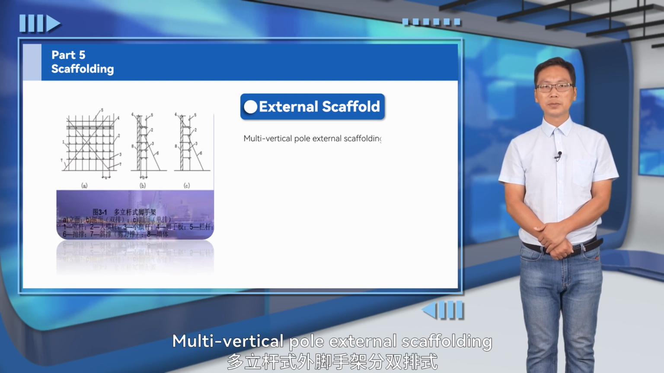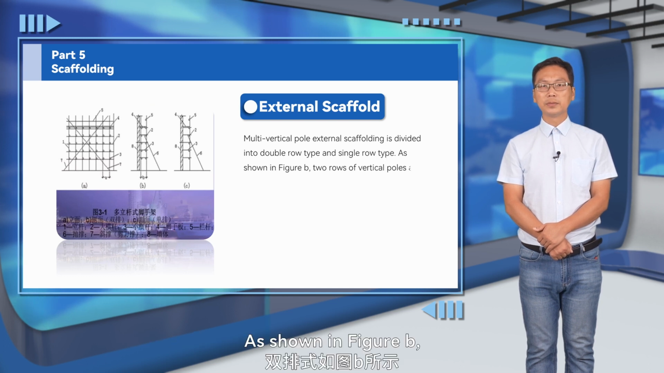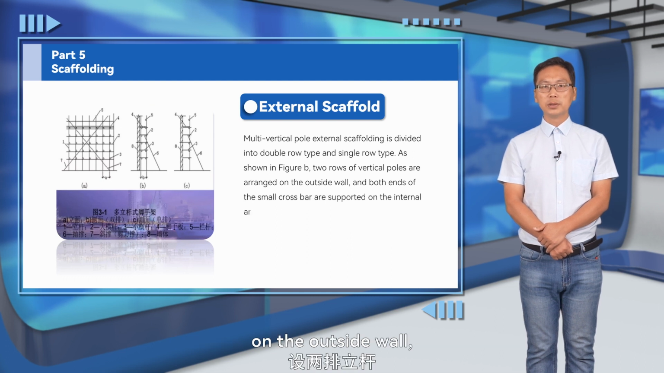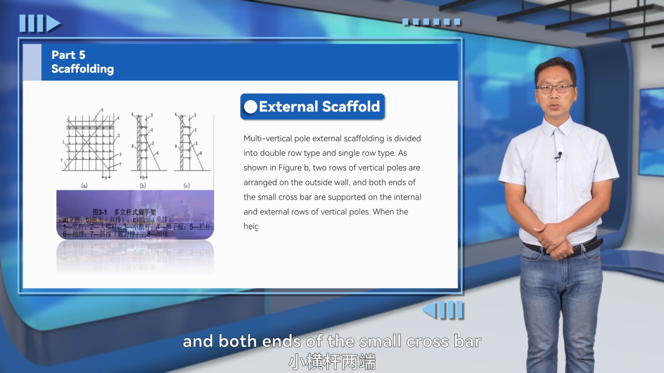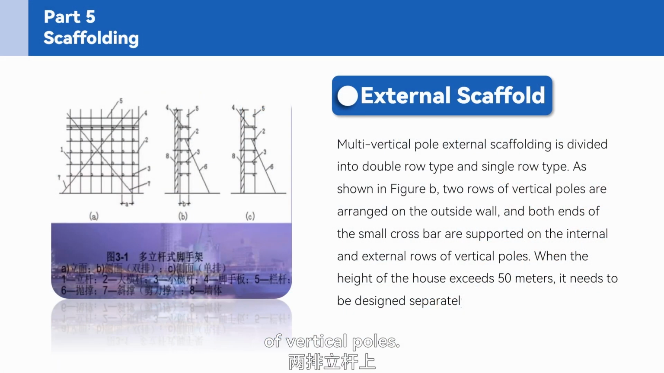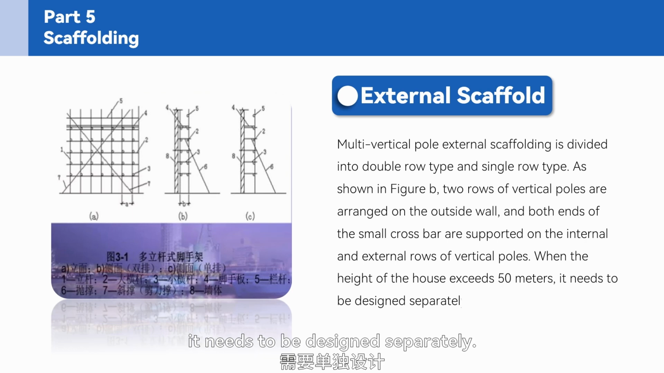Multi-vertical pole external scaffolding is divided into double row type and single row type. As shown in Figure B, 2 rows of vertical poles are arranged on the outside wall, and both ends of the small crossbar are supported on the internal and external rows of vertical poles. When the height of the house exceeds 50 meters, it needs to be designed separately.